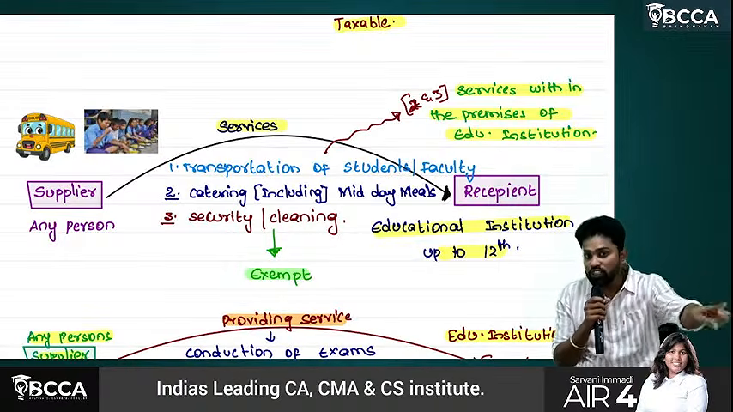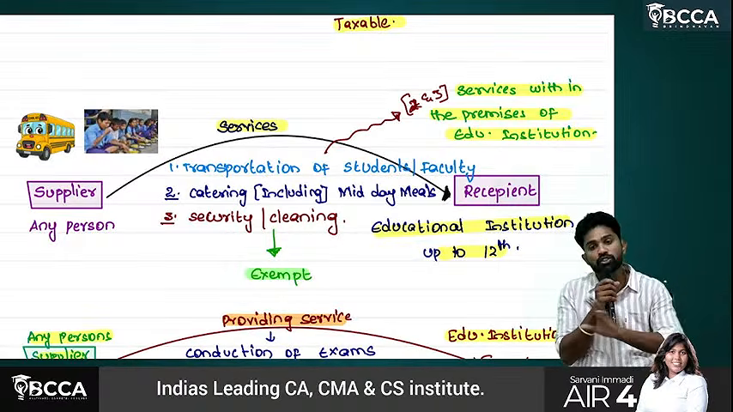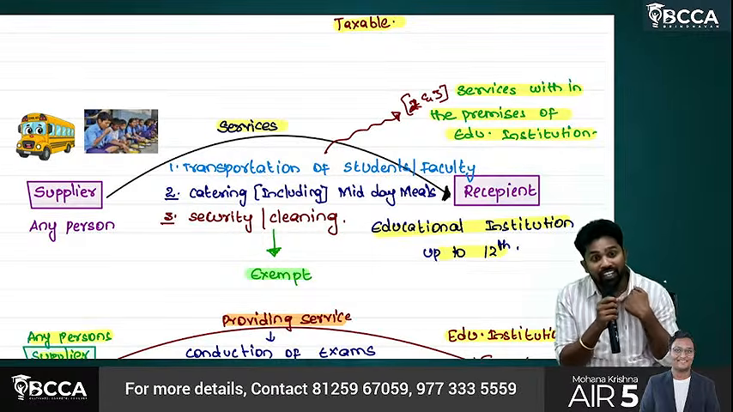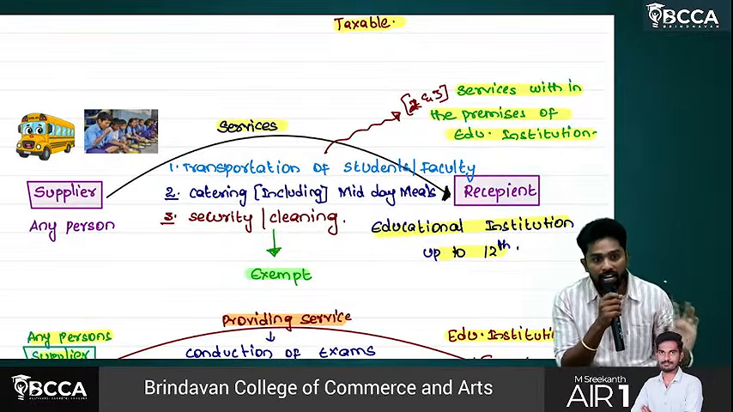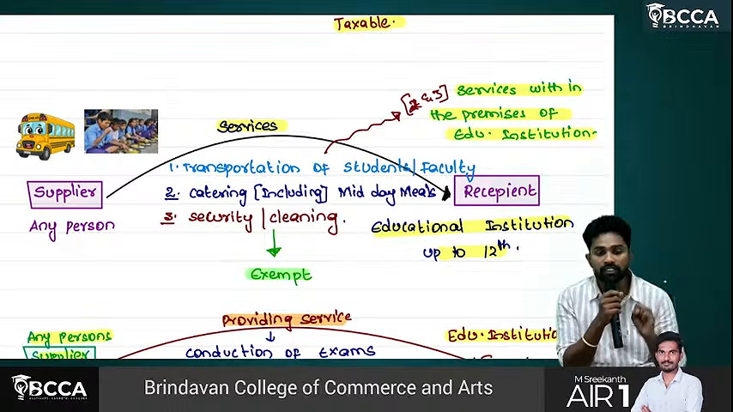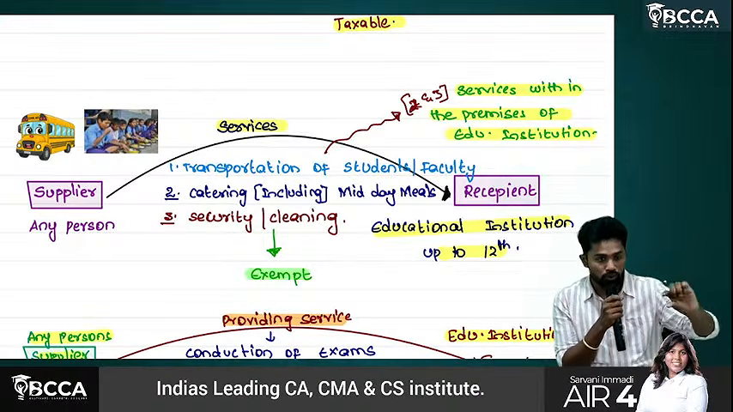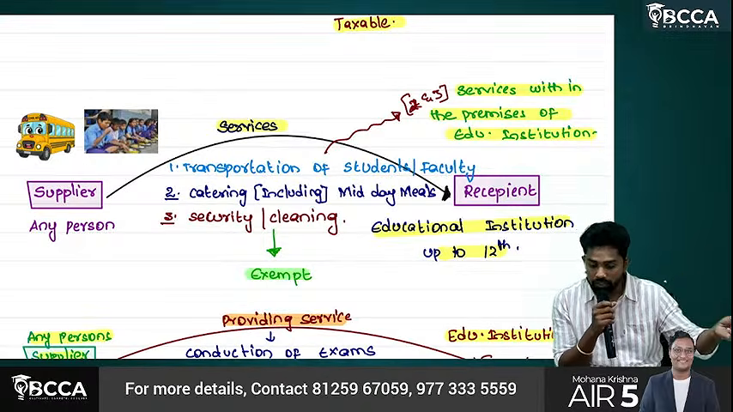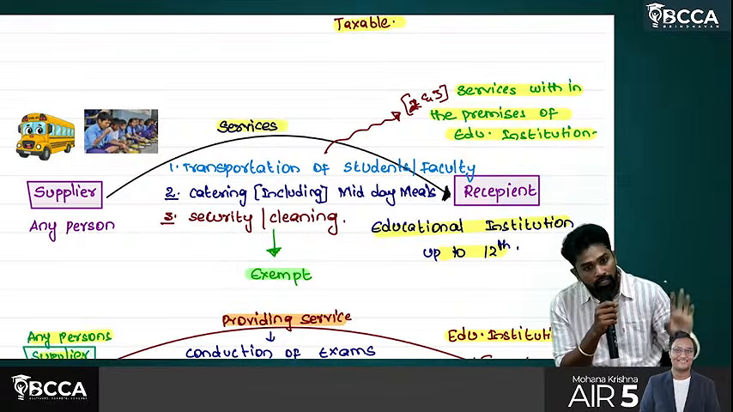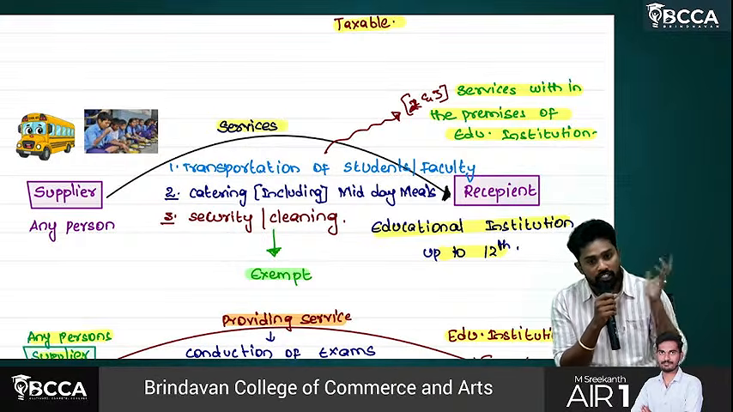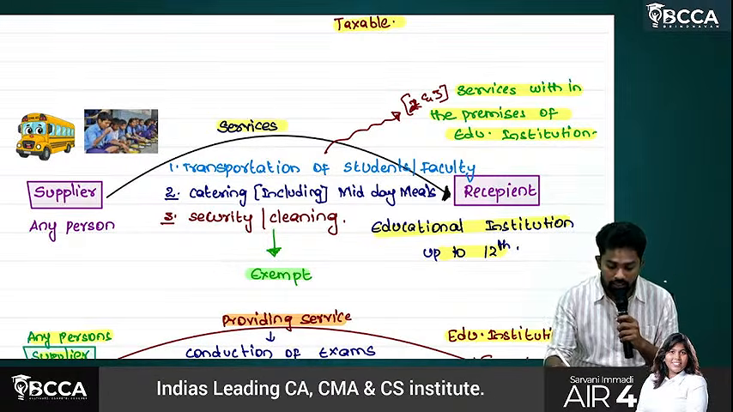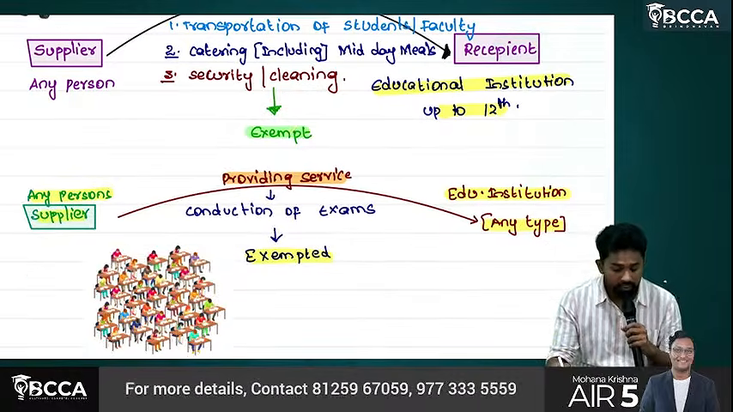So the exemption is not to the educational institution. The exemption is to some other supplier, but the reason is that the recipient is an educational institution. What services, sir? Transportation of students, staff and all. Second one, catering, including catering under midday meal scheme, and security and cleaning. All these services are exempted. Then next one, sir.